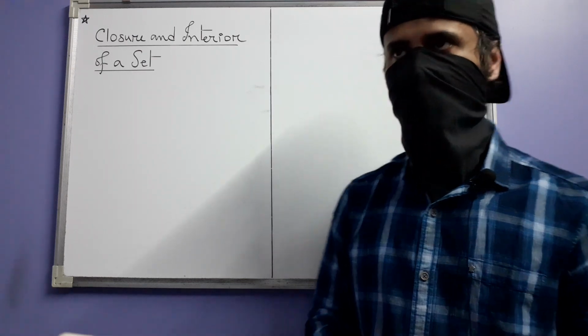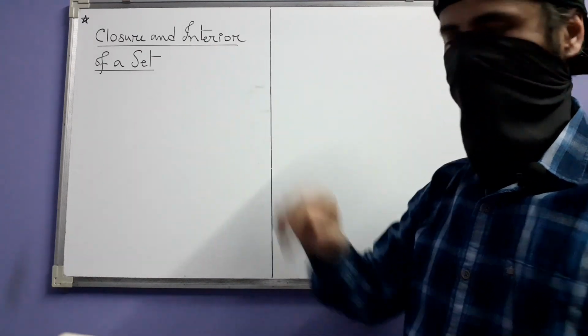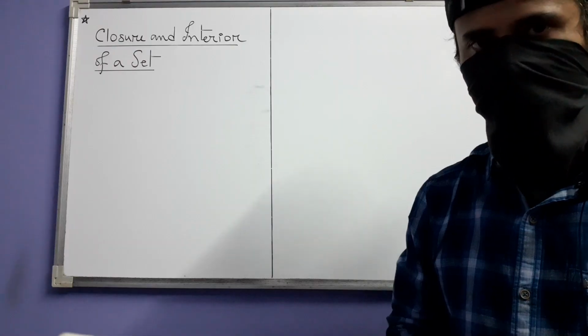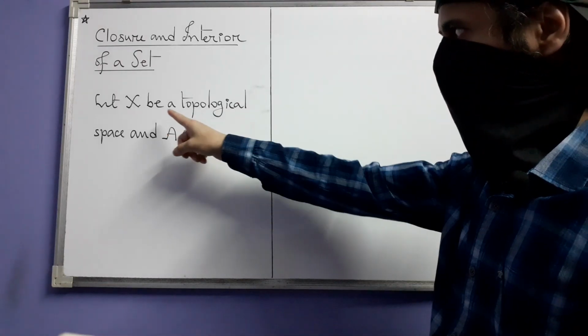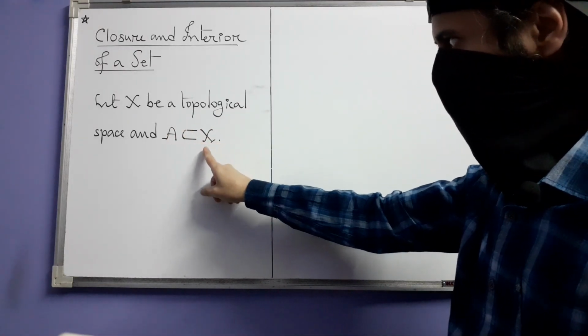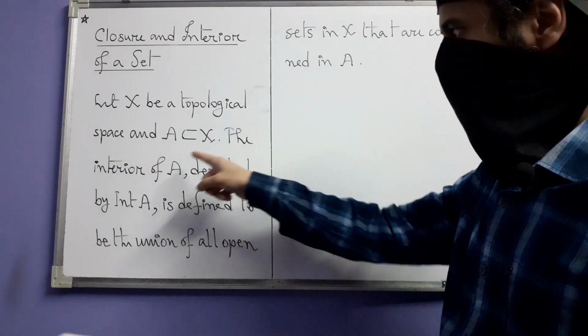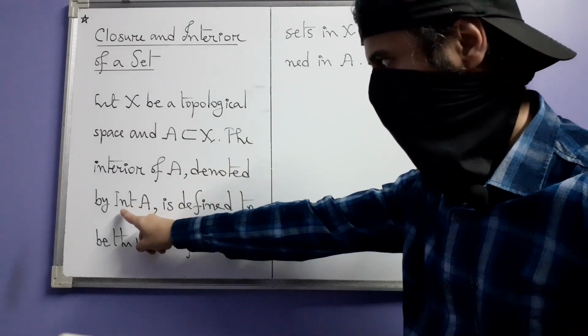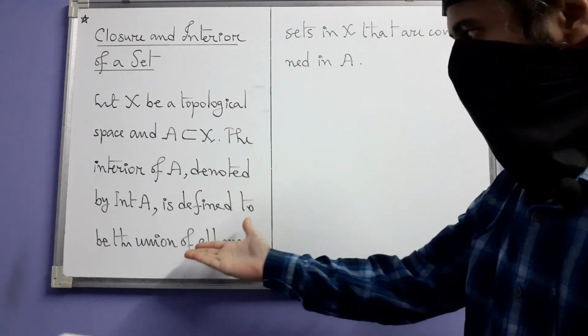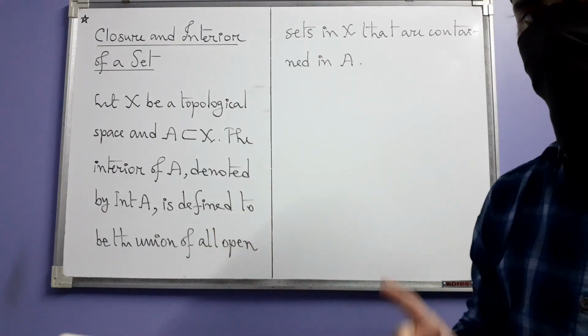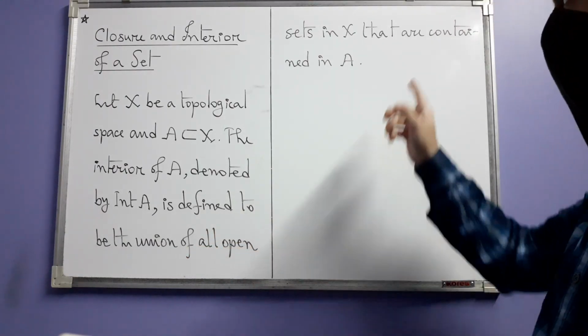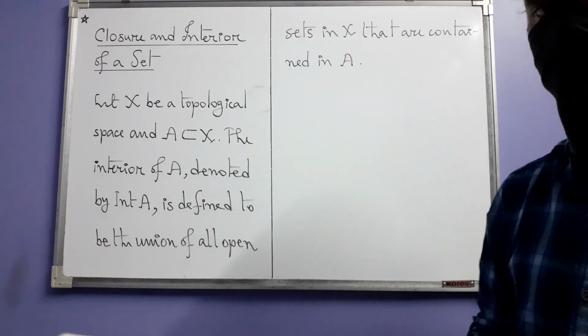Our next topic is closure and interior of a set in a topological space. Let X be a topological space and A be a subset of X. The interior of A, denoted by int of A, is then defined to be the union of all open sets in X which are contained inside of A.